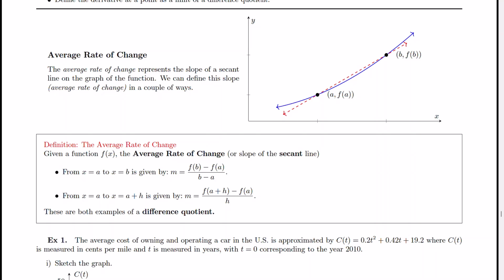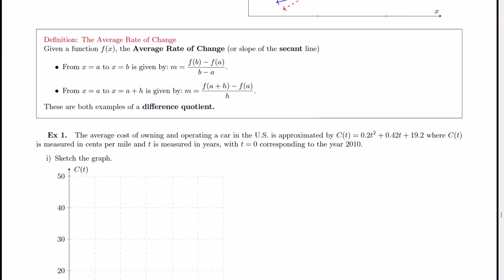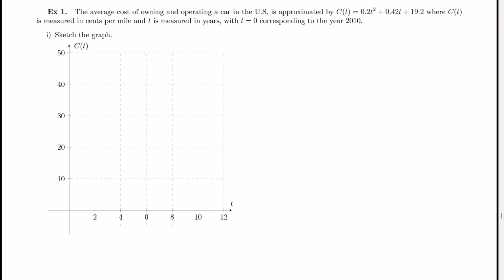So let's see how this is going to work in practice and how you calculate the average rate of change. Example number 1 is giving us some kind of story. It says the average cost of owning and operating a car in the US is approximated by this function C of t, where C of t is measured in cents per mile and t is measured in years, with t equals 0 corresponding to the year 2010. So 2010 is year 0, for example.